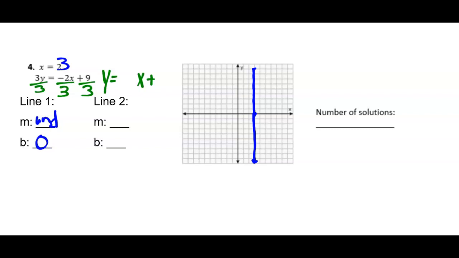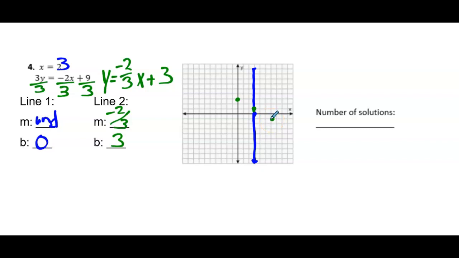Now, hopefully you noticed you had to divide this by 3. And then what's my slope going to be? -2 over 3. So -2/3 for your m. And then 9 divided by 3 is 3. So my b is 3. I'm going to go up 3. 1, 2, 3. And then from that position, I'm going to go down 2 over 3 to the right. Down 2 over 3 to the right is going to be on my line, so that's where they're going to cross.